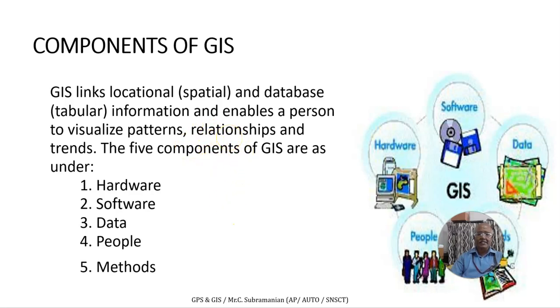Hardware you already know as cameras, mobile phones and things. Software is what you are already using. Data is the data previously collected from the GPS. People are those who use the GIS, and methods give whatever information is necessary for us.